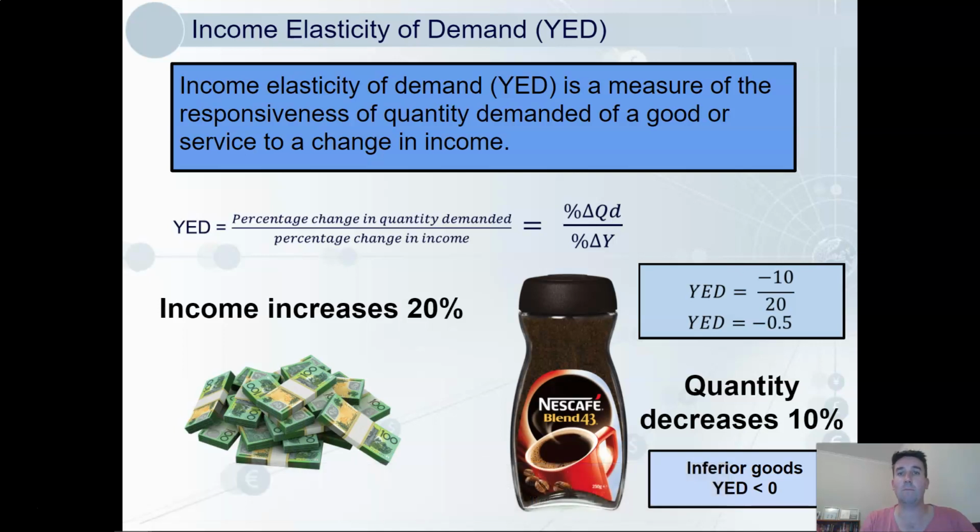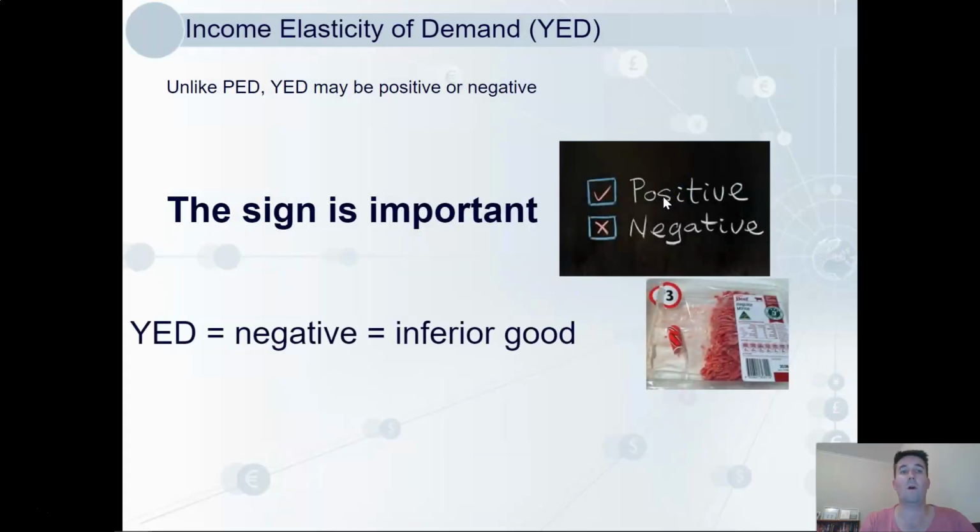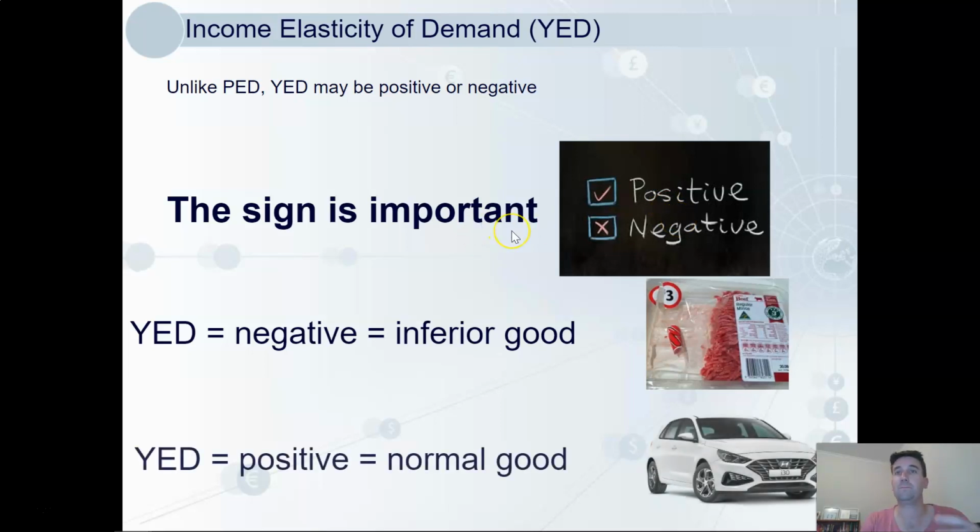Unlike PED, the sign matters for YED. A negative value indicates an inferior good, for example, regular beef mince. A positive value indicates a normal good, such as a new car. It's important to remember here that these classifications do vary by demographic. So poorer people who get an increase in income will buy more Mazda 3s, whereas those who are already significantly wealthy, they'll buy fewer when they get a higher income. They'll instead shift their demand to a more luxurious car.